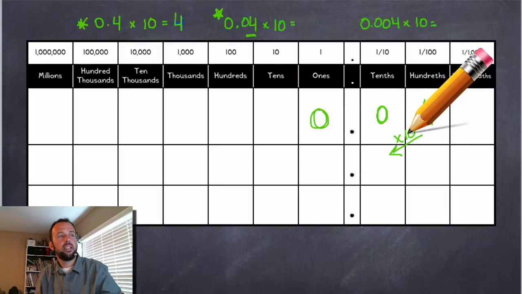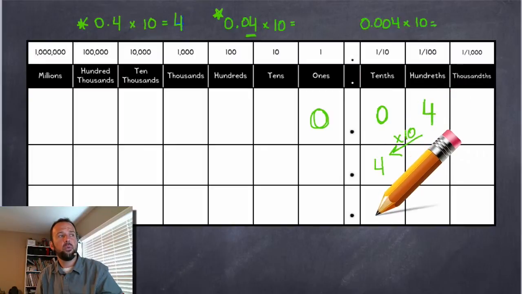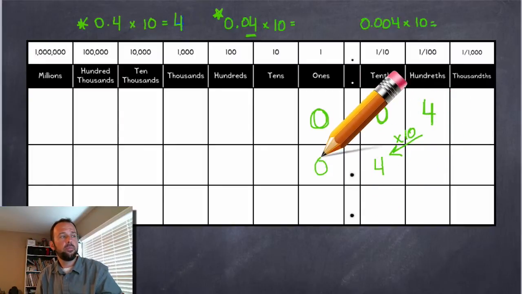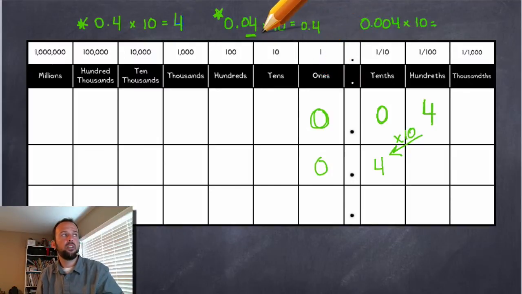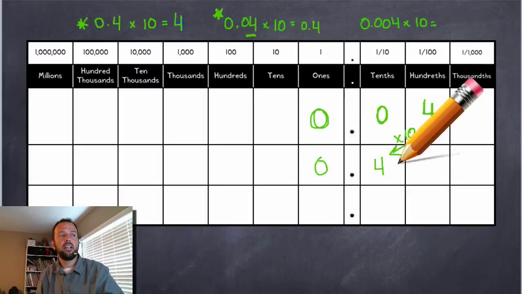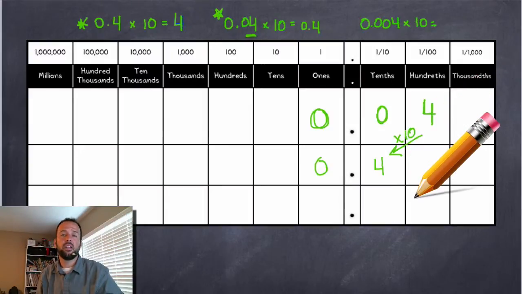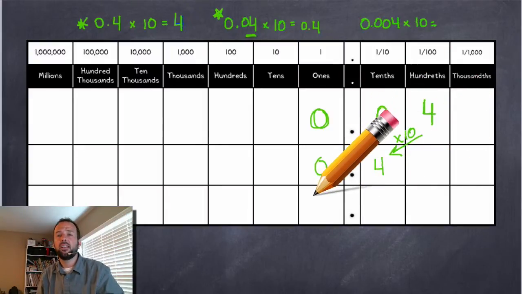4/100ths times 10 would give me 40/100ths, which is the same as 4/10. So 4/100ths times 10 is going to give me 4/10, okay? 40/100ths times 10 will give me 4/10. Anytime you multiply by 10, you're just moving to the next place value. Let's take a look at the last example real quick.